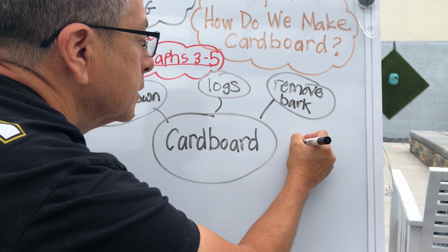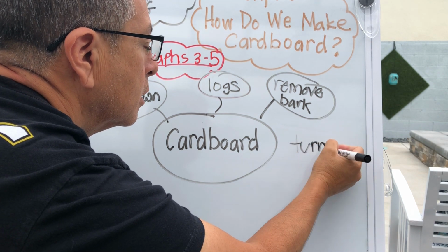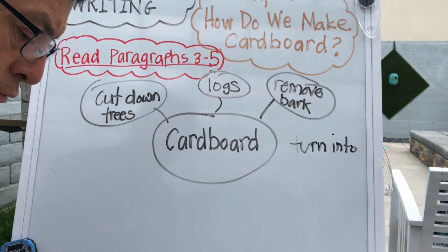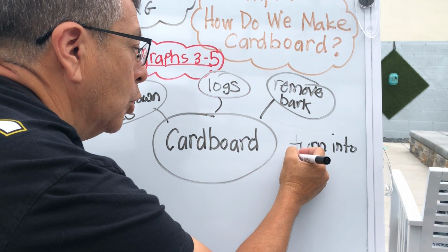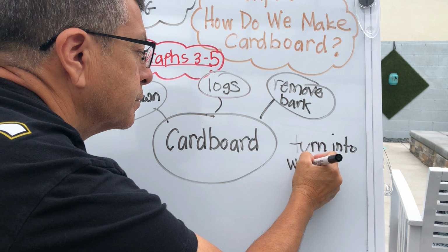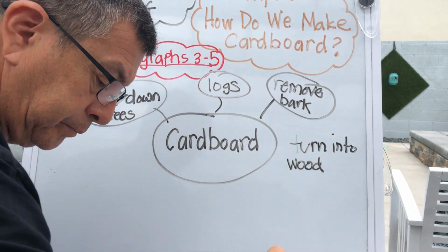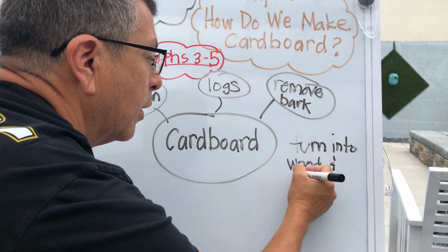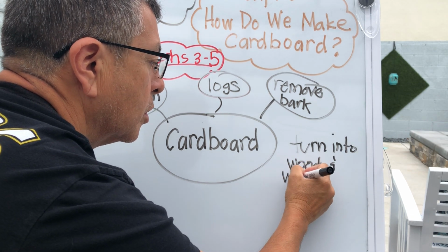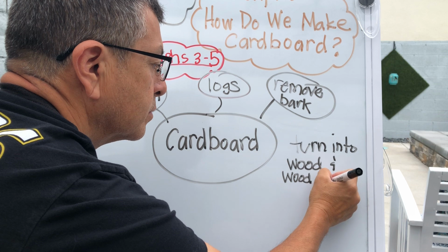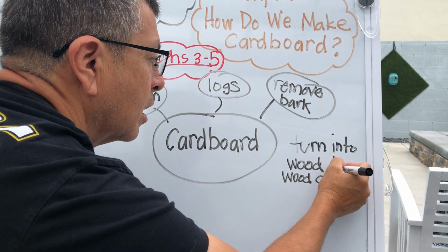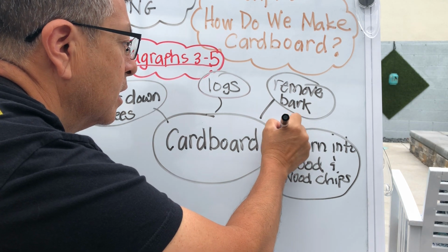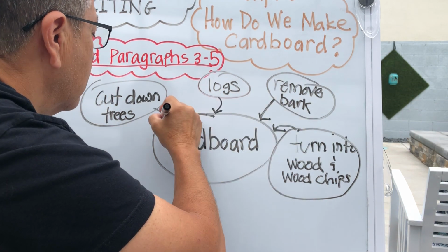they turn into wood. I'll just write wood. And I'm going to write wood chips. And I'll circle that and I'll connect it right there. Let me connect everything with a little arrow.